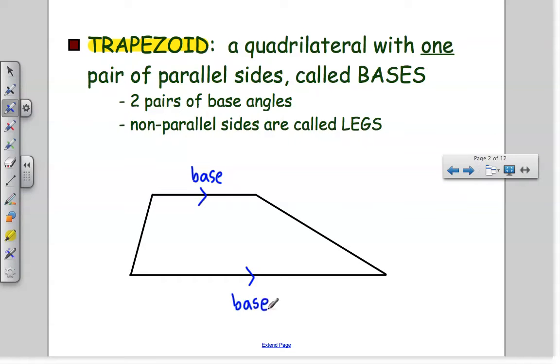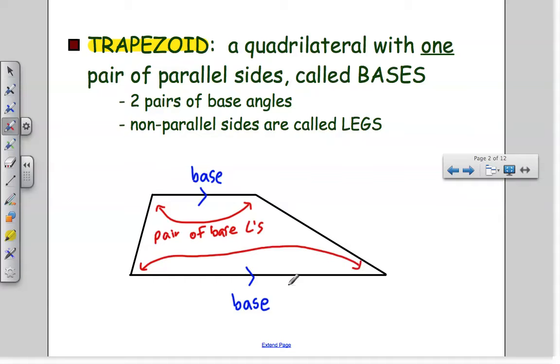So those parallel sides are called our bases, and we also have two pairs of base angles. We associate the angles that are off of the same base as being a pair. So there's a pair of base angles off of this base here. But we would have another pair of base angles, these two angles off of this bottom base. So trapezoid: one pair of parallel sides being opposite, two pairs of base angles, and the non-parallel sides are called your legs. Kind of like in an isosceles triangle, in a sense.